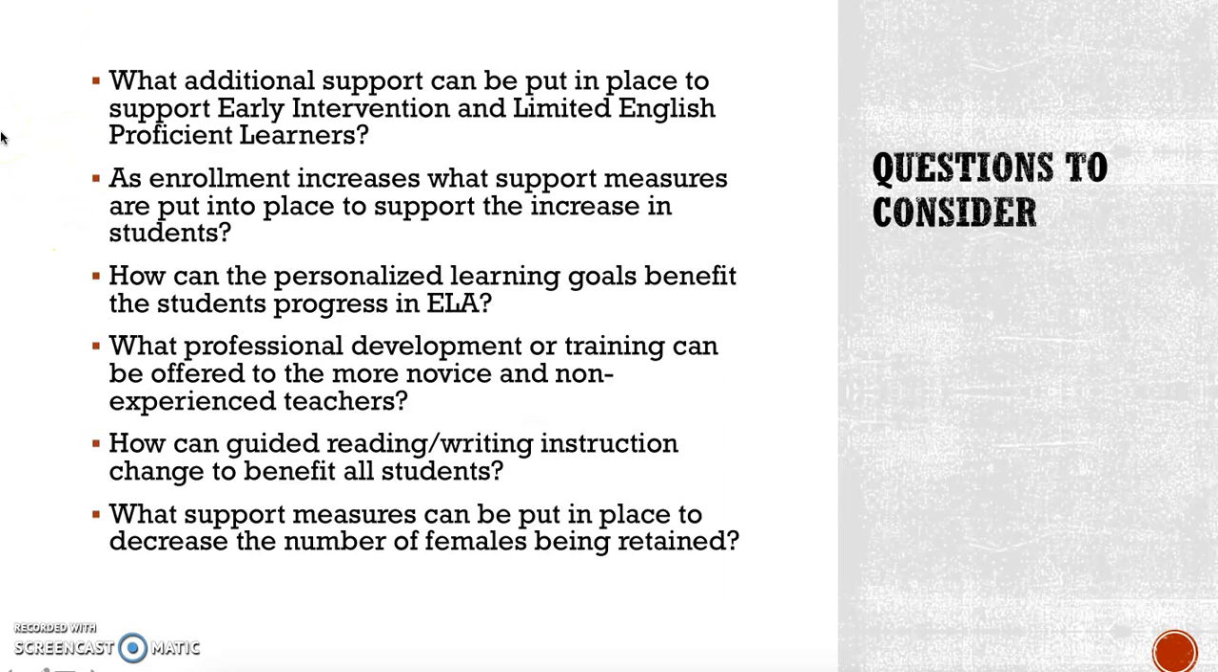Here are some questions to consider while thinking about the data. What additional support can be put in place to support early intervention in limited English proficient learners? As enrollment increases, what support measures are put into place to support the increase in students? How can the personalized learning goals benefit the students' progress in ELA? How can guided reading and writing instruction change to benefit all students? What professional development can be offered to teachers, and what support measures can be put in place to decrease the number of females being retained?